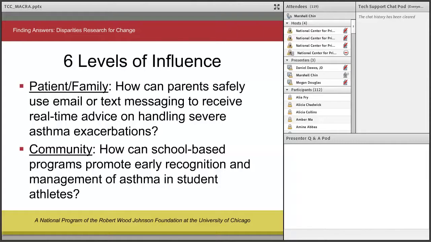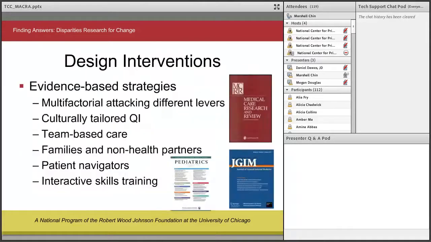So again, it's a reminder that it's multi-level, the different areas for potential intervention. One of the sobering findings is that there aren't a lot of common themes for what successfully reduces disparities. We reviewed about 400 disparity intervention articles. The best we could come up with were these 6. The first one, as we've been talking about, multifactorial interventions that attack these different levers causing these disparities.